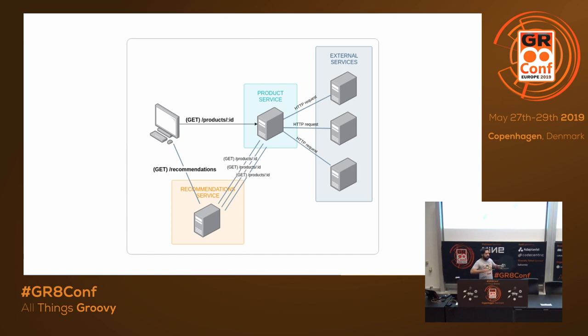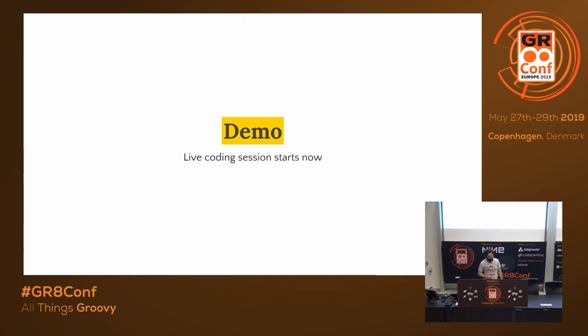This is pretty simple. For simplicity, I will just enclose this whole architecture in a single Ratpack application, so we won't jump between different IntelliJ IDEAs. We will keep it in a single application, but we will connect this recommendation service with the product service over HTTP. So at any point, we can just split it into two microservices, okay?